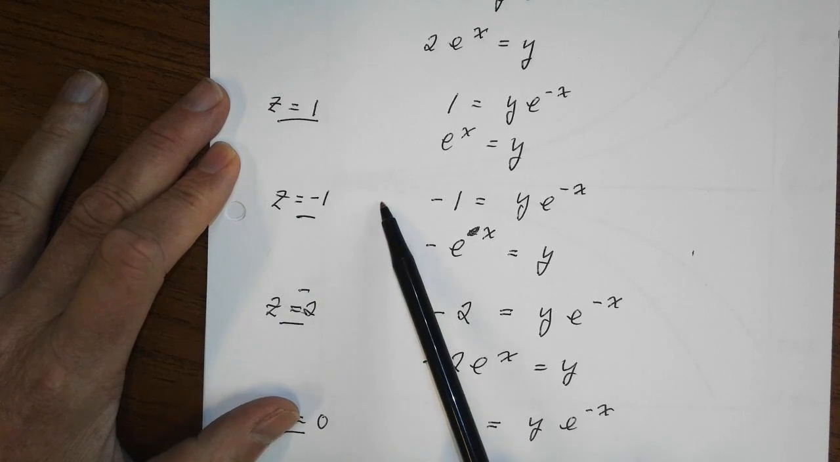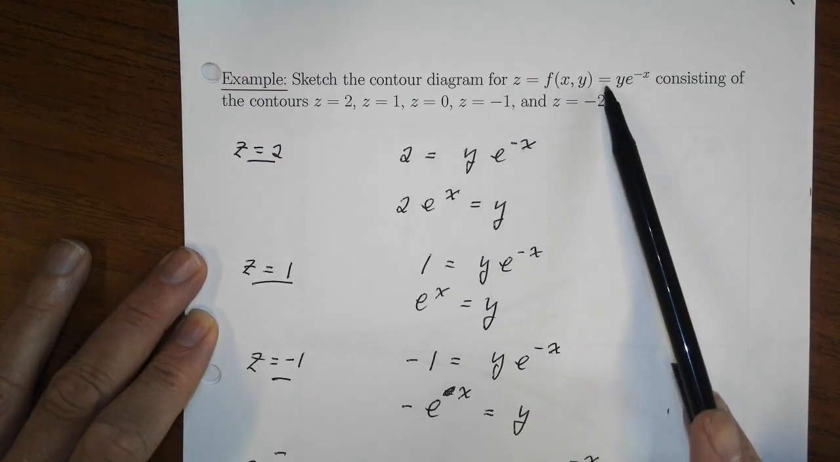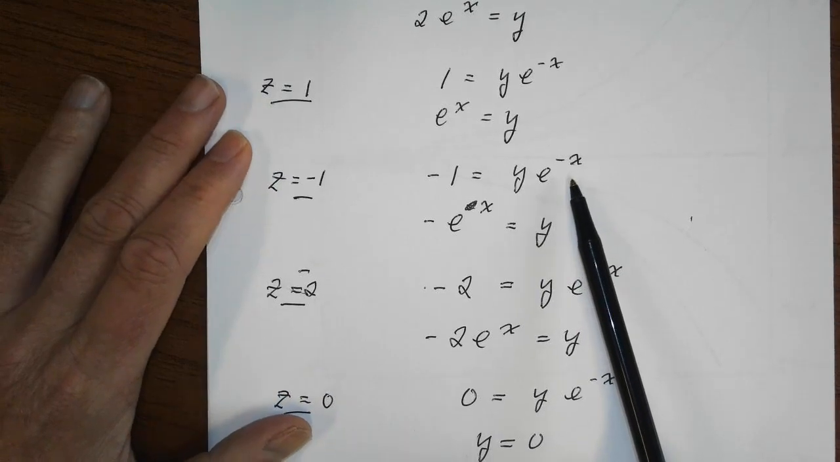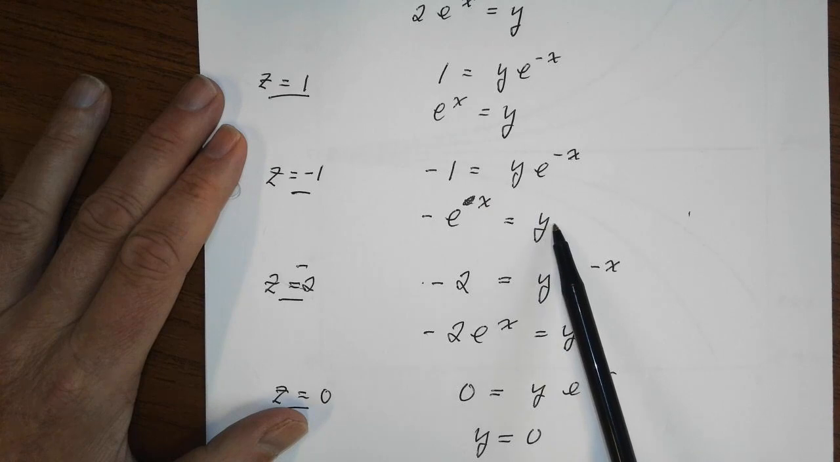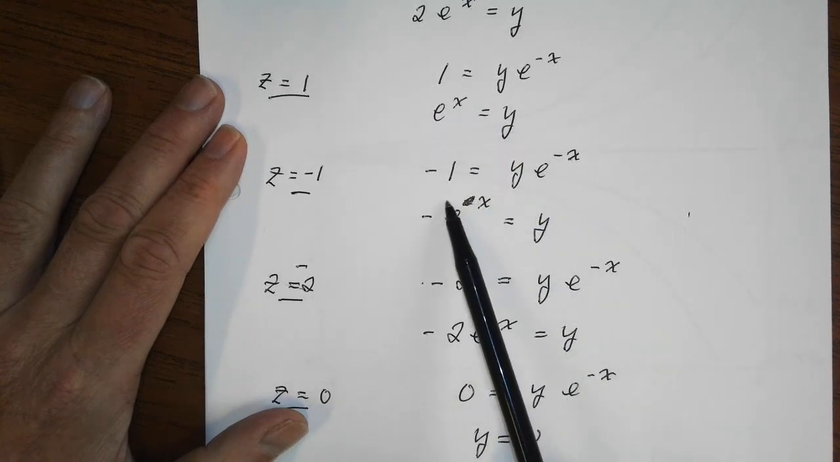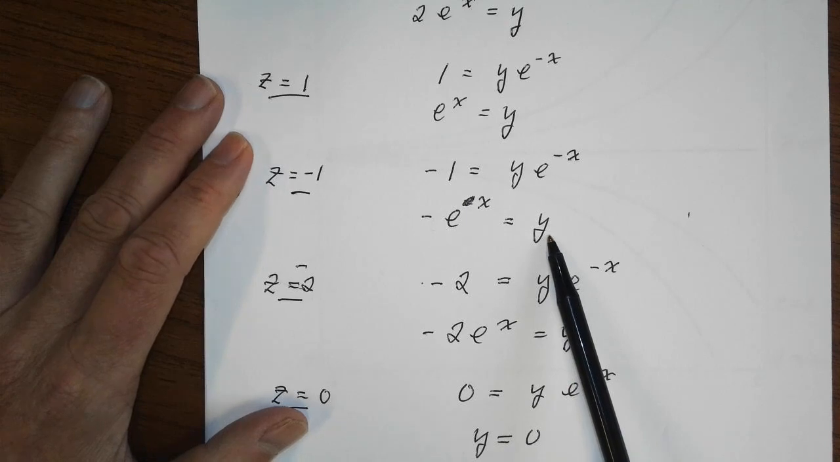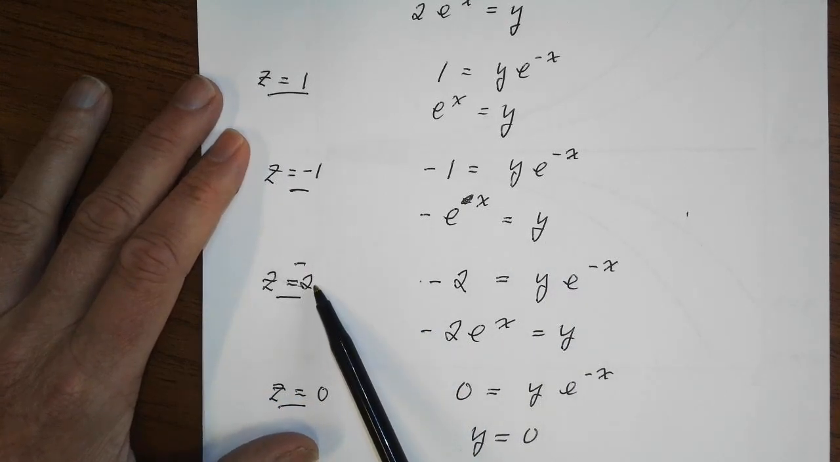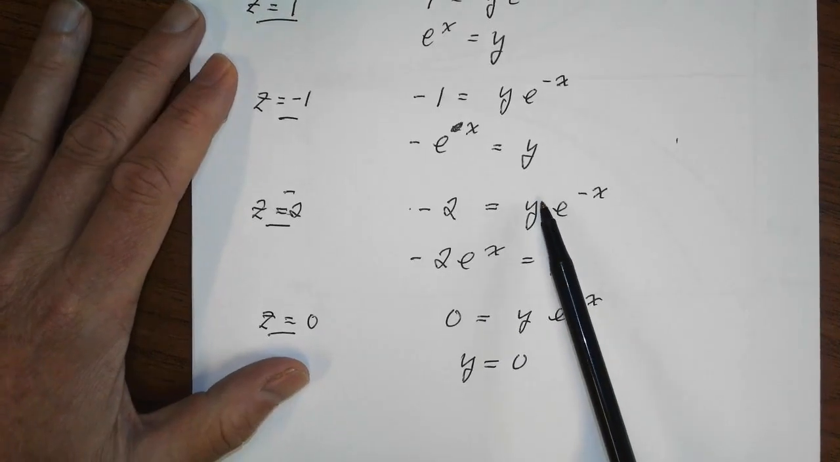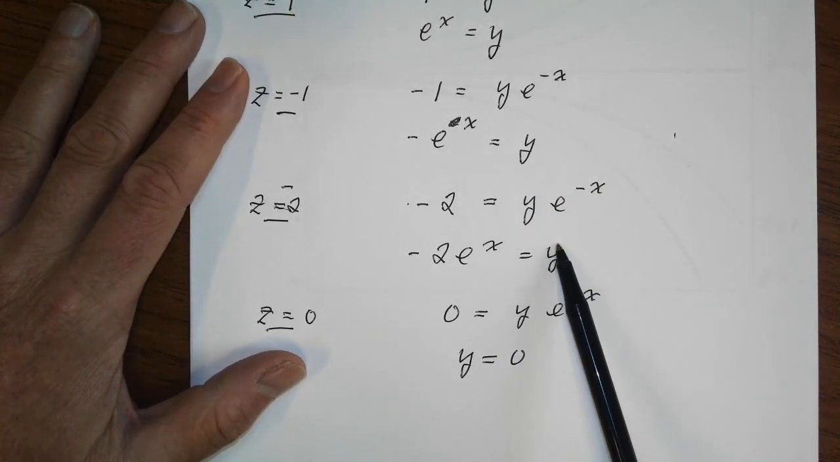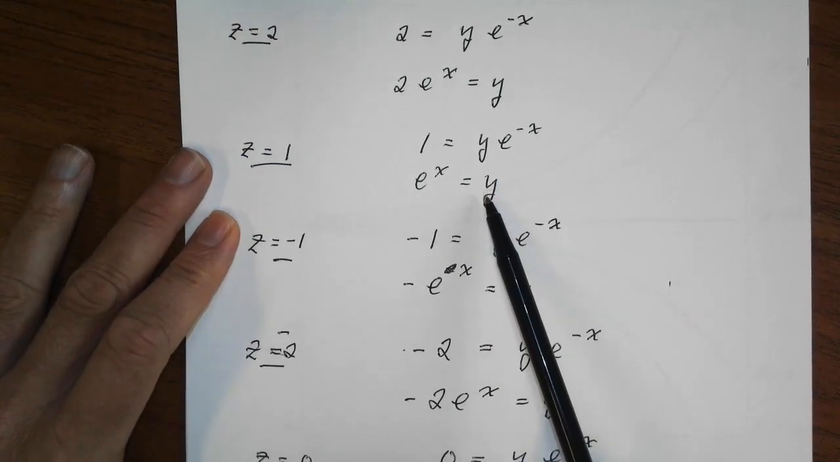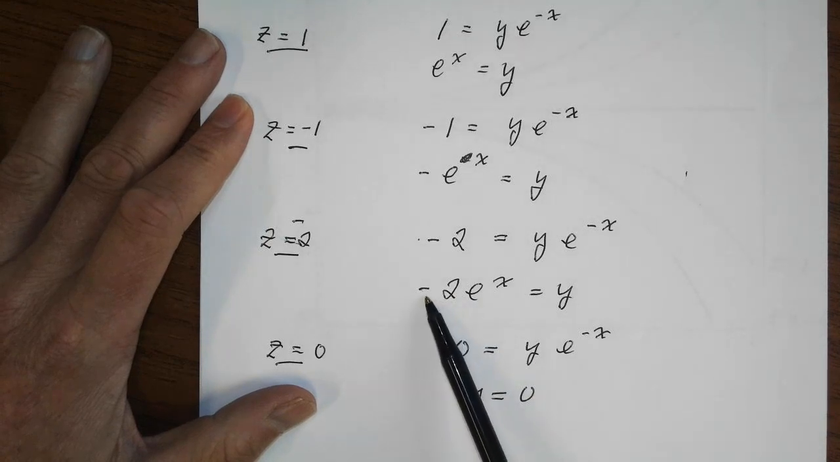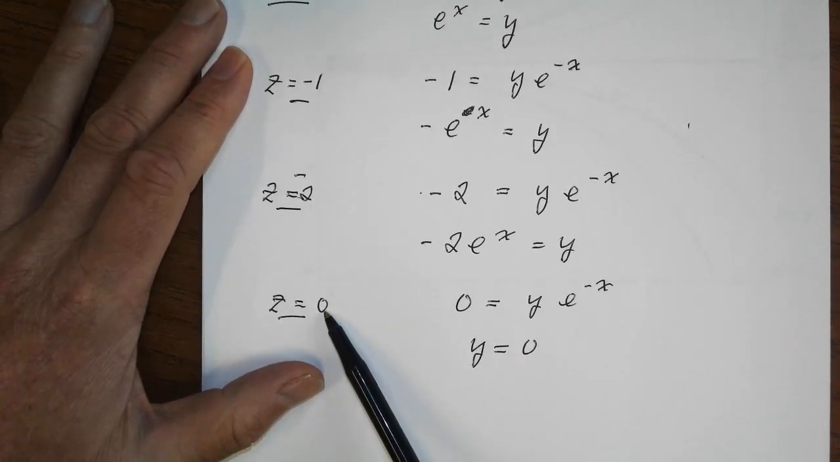If we wanted z equals -1, we would set -1 equal to y e to the negative x. Multiplying each side by e to the x would give us minus e to the x equals y. So that's going to be this graph, except it's going to be reflected about the horizontal axis. Z equals -2. -2 equals y e to the negative x. Solving for y gives y equals -2 e to the x. So that would be the graph of e to the x stretched by a factor of 2 and then reflected about the horizontal axis.